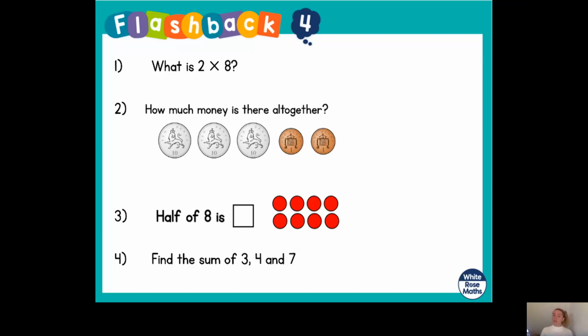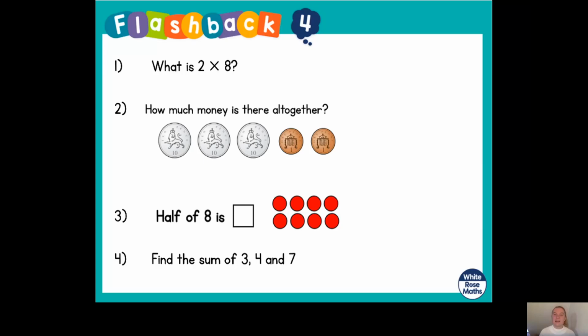Well, a couple of lessons ago we did doubling. How can our knowledge on doubling help us to then half a number? Okay, number 4, find the sum, so the total of 3, 4 and 7. Now, I noticed something about 2 of these numbers. I wonder if you notice it too, and if you do, this will really help you with this question. Okay, so pause the video now and have a go at your flashback.